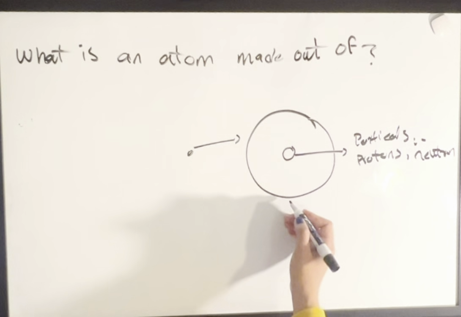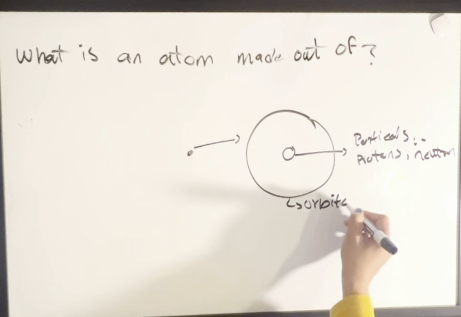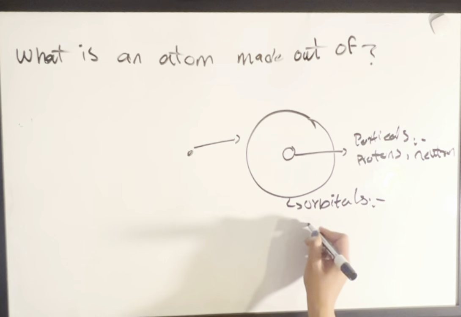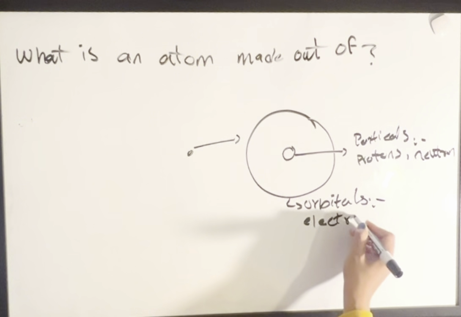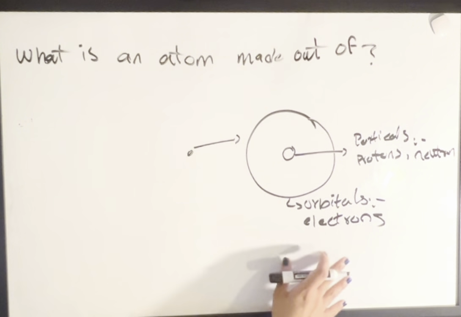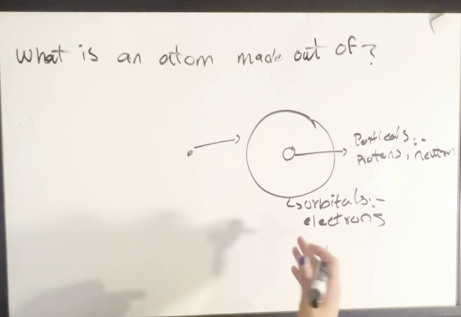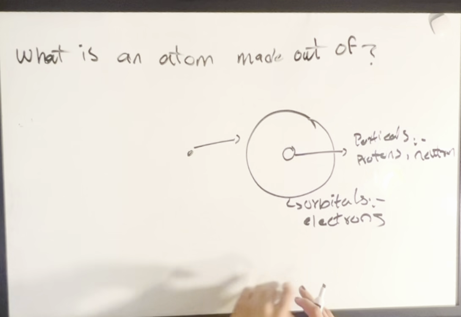Now, in the orbits, or in our orbitals, we have electrons. What are these things? These are just small particles like protons and neutrons, and the only difference is that the charge of electrons is different. That's why they're outside of the nucleus and located in the orbits.